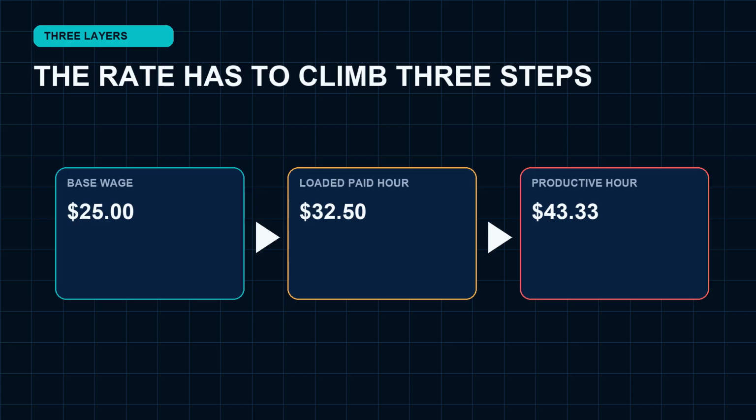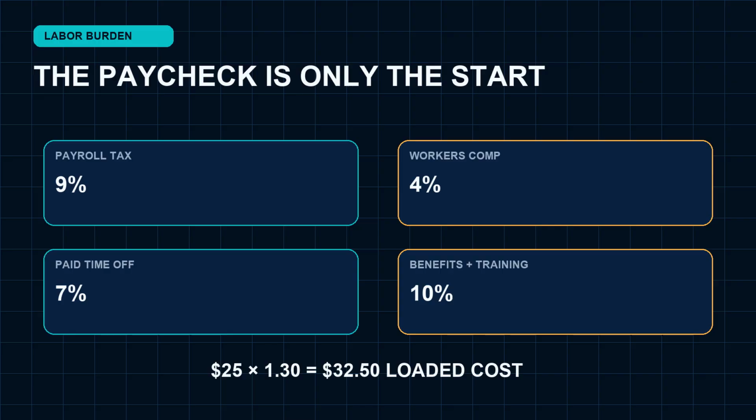Start with an employee earning $25 per clock hour. The first adjustment is statutory and benefit burden. Assume employer payroll taxes add 9%. Workers' compensation adds 4%. Paid time off adds 7%. Health, retirement, uniforms, training, and other employee costs add 10%. Together, those items create a 30% labor burden. Multiply the $25 wage by 1.3. Loaded cost becomes $32.50 for each paid hour.